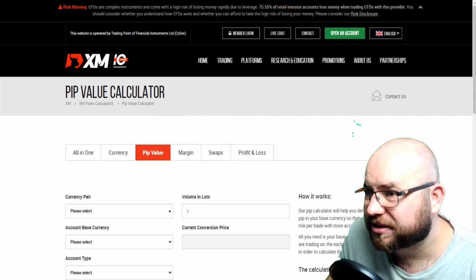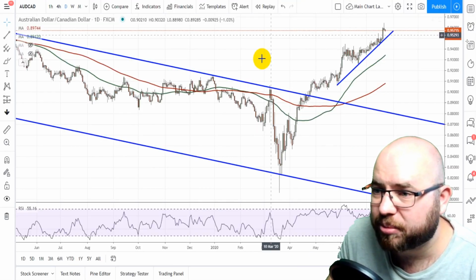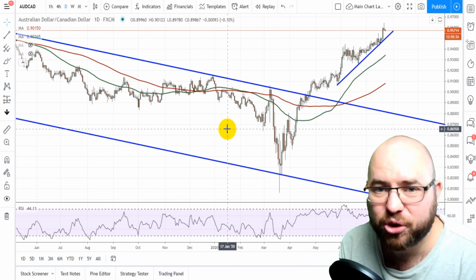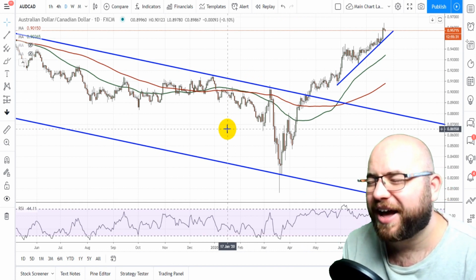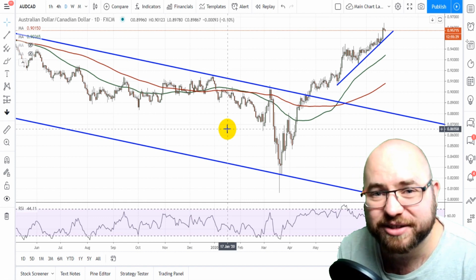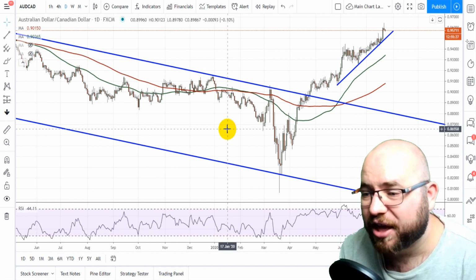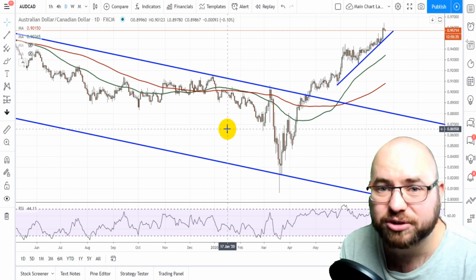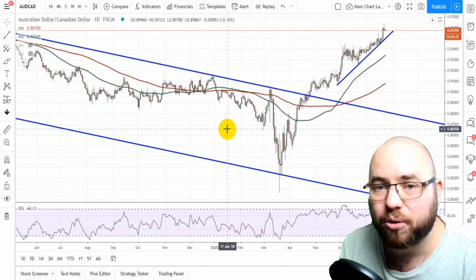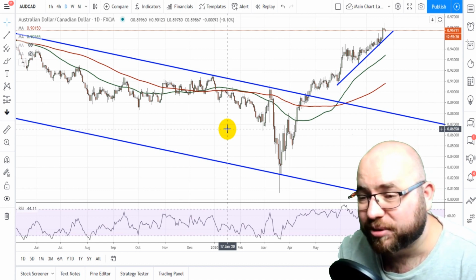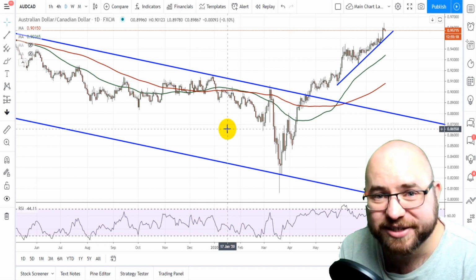Now, the next trading tool that I use on a daily basis is TradingView. So this is charting software. I cannot recommend this software enough. If you do not have an account with TradingView, then go and open one. I've been trading for over 10 years now.